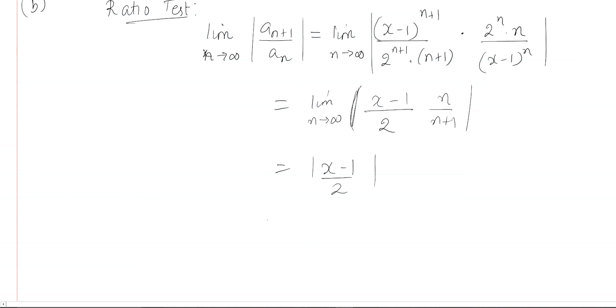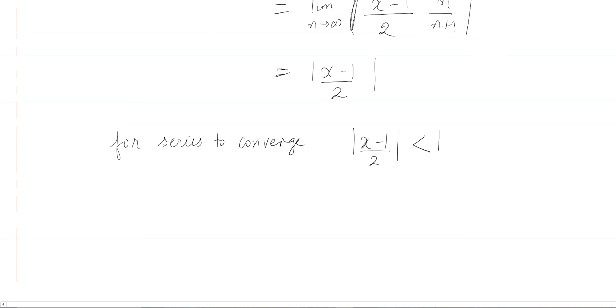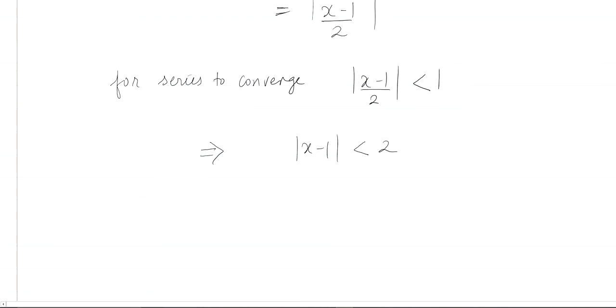Now we see that in order for the series to converge, we want this x minus 1 over 2 to be less than 1. If that is the case, then x minus 1 is less than 2. In the problem it said earlier that 2 is the radius of convergence, so we know that R is equal to 2, and this confirms it.